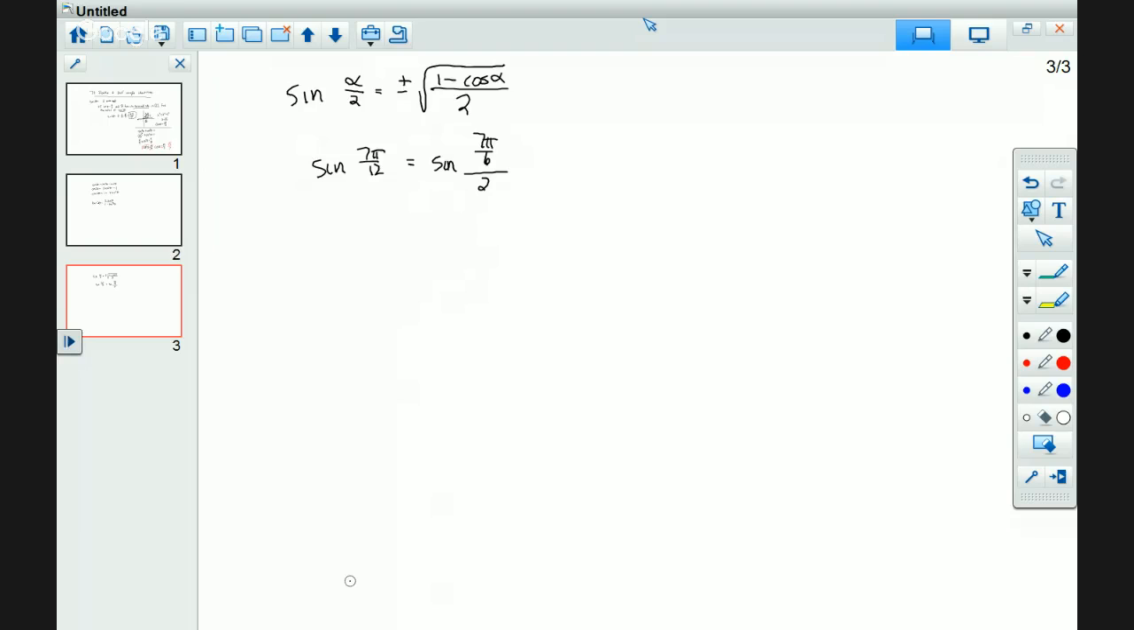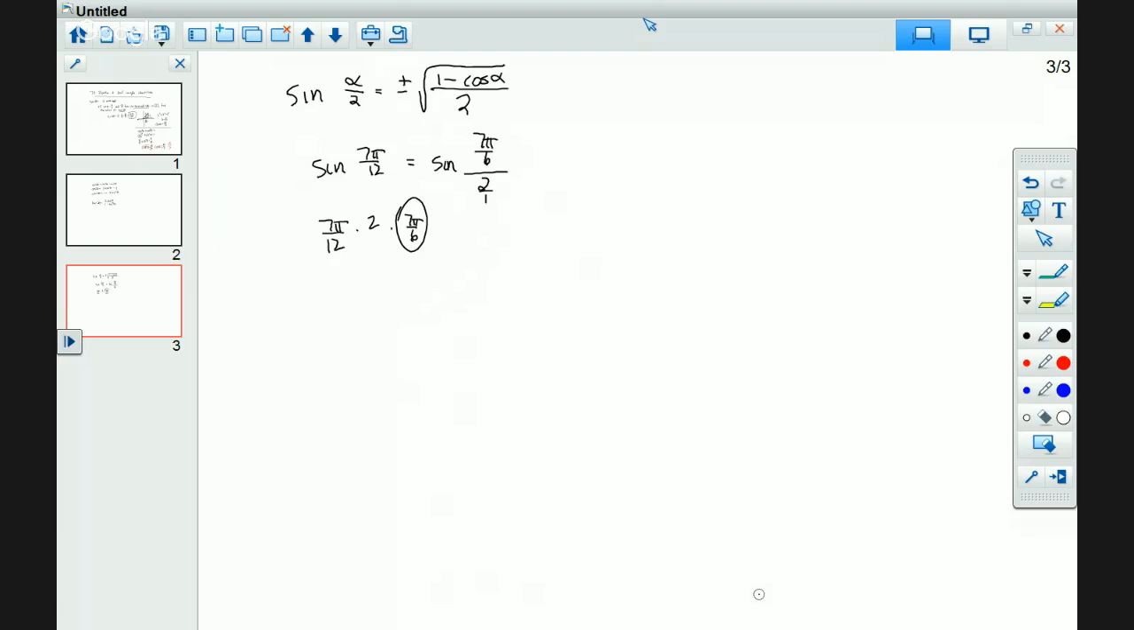Just remember that fraction division is copy, dot, flip. We have a value on our unit circle of that, don't we? Because it's double this. What's 7 pi over 6? 7 pi over 12 times 2 is 7 pi over 6, right? That tells us what we need to use here, because we're going to take half of it. Half of this gives you back there, right?